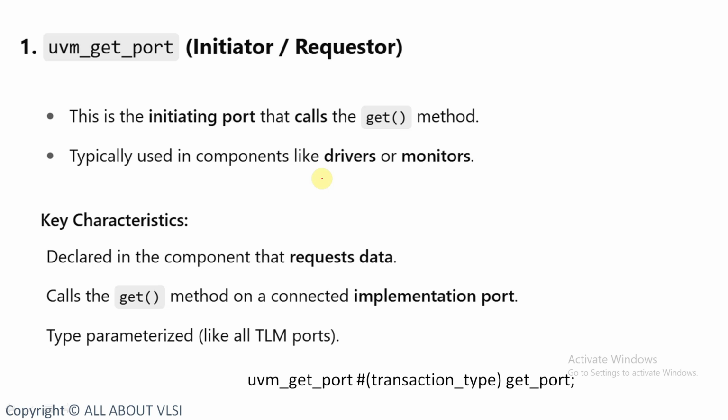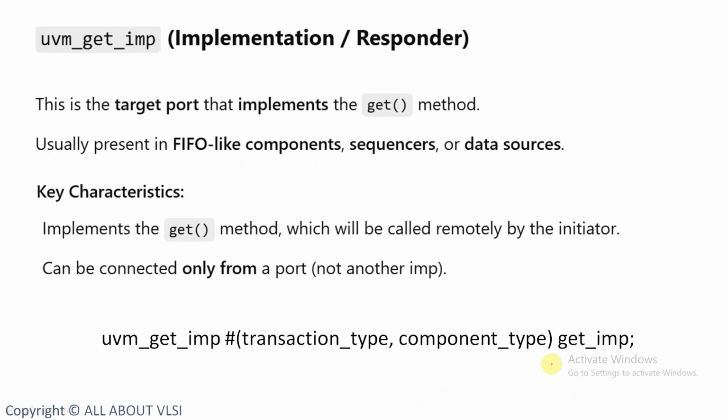The key characteristics are that UVM get ports are declared in the components that request the data, and they call the get method on a connected implementation port. They are also type parameterized. All the TLM ports are type parameterized. The syntax for the get port is the same: uvm_get_port. Previously we were using uvm_put_port. Now we use uvm_get_port, followed by the parameter, the port name, and then the get implementation.